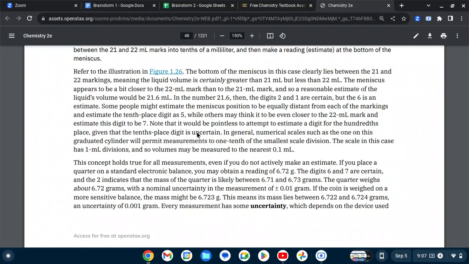Some people might estimate the meniscus position to be equally distant from each of the markings and estimate the tenth place digit as 5, while others may think it may be even closer to the 22 milliliter mark and estimate this digit to be the 7.